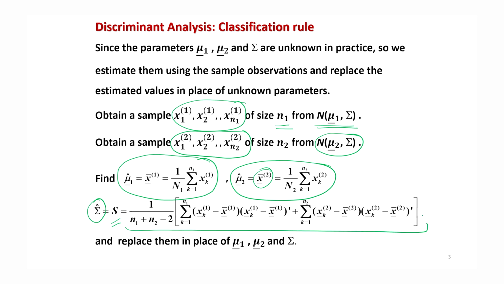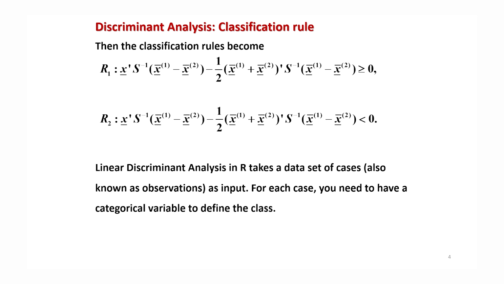So this is what we have obtained earlier. Actually, what we have done is that we have individually obtained the estimates of mu1, mu2 and sigma, and now we try to replace them back into the R1 and R2 regions. So the classification rule becomes like this. If you look here, mu1 has been replaced by x1 bar, mu2 has been replaced by x bar 2, and sigma is replaced by s. So this is how we obtain the regions R1 and R2.